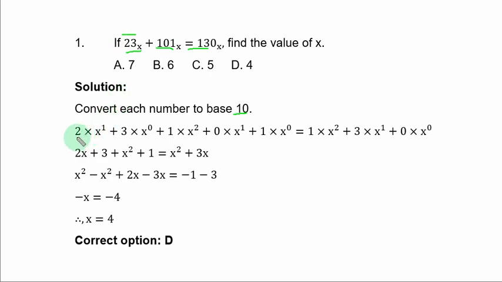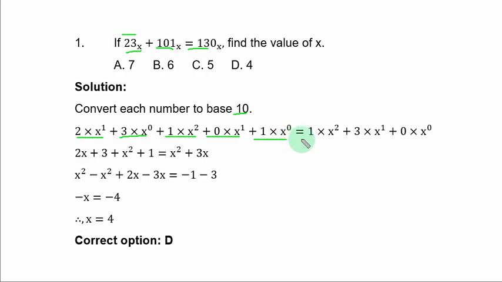So for the first number, 23, you have 2 times s plus 3 times s. What you do is insert the position of each digit starting from 0. From the right, the position of 3 is 0, so you have s power 0. The position of 2 is 1, so you have s power 1. The second number becomes 1 times s squared plus 0 times s power 1 plus 1 times s power 0.